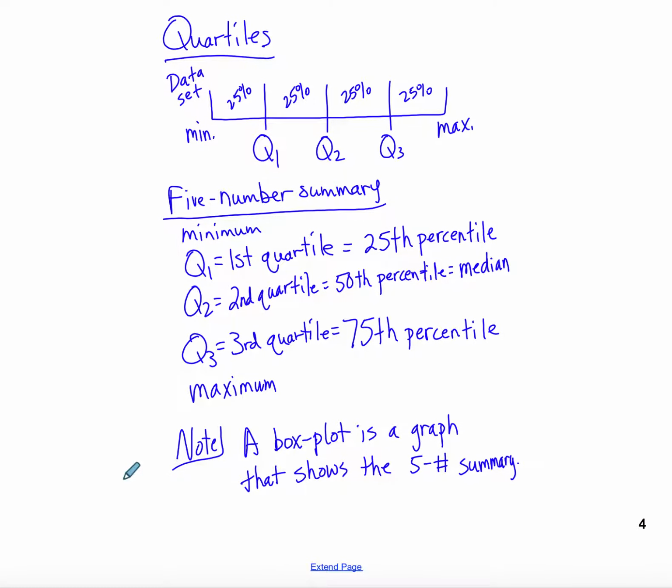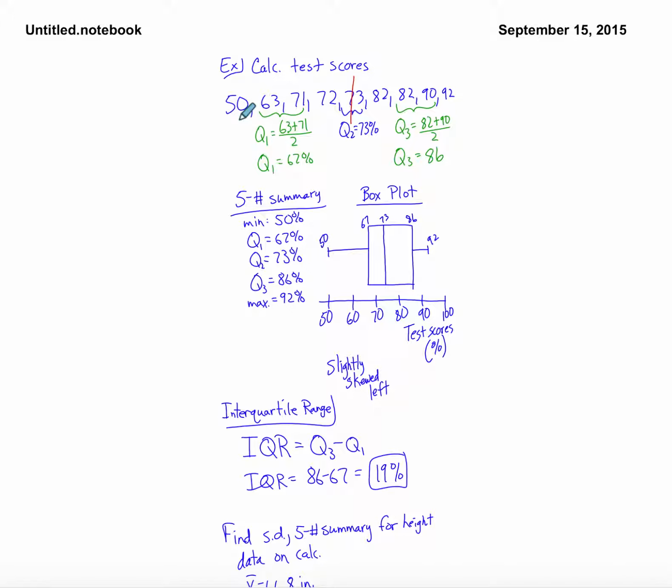You can also plot this with what we call a boxplot, and it is a way to put this 5-number summary on a number line. So we'll show you how to do that here in a second. So let's go back to our test scores.